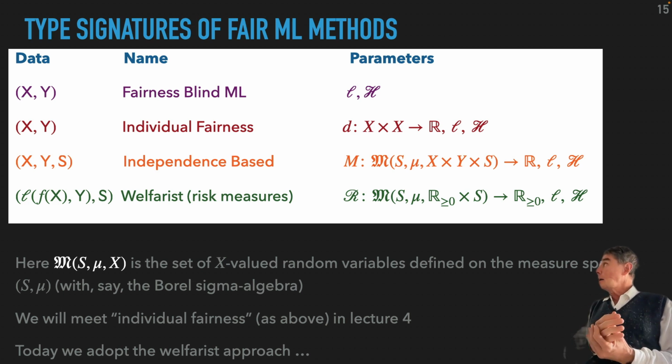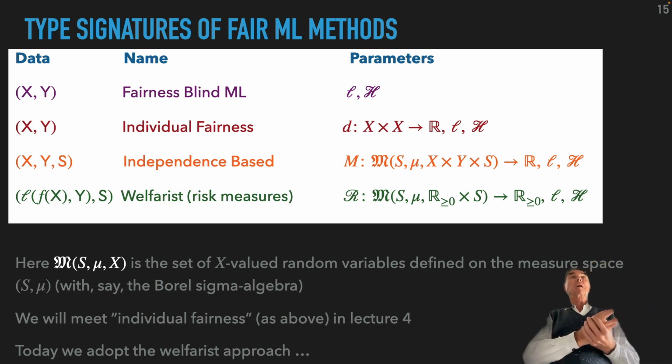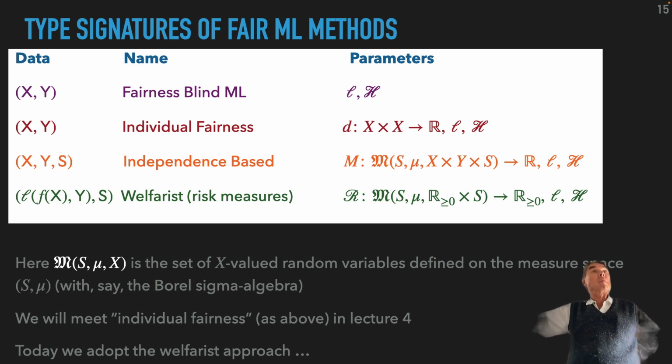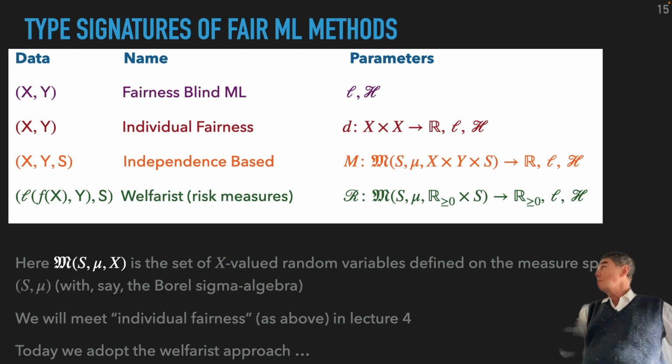So the first line I've just called fairness blind machine learning. This is just the standard supervised learning case. We have our X's, we have our Y's. There's a loss function, so on the right-hand side, these are the knobs that you've got, and you've got a hypothesis class, okay? So that's an abstraction of a large class of supervised learning problems. H is your model class.